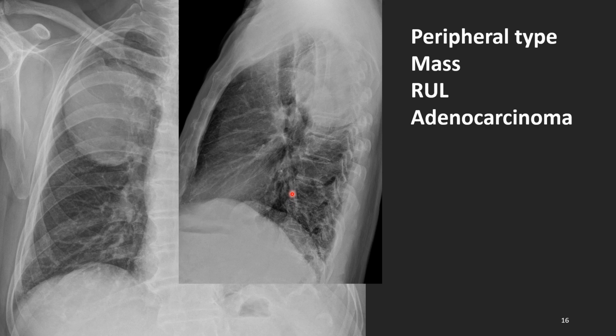Let's look at the mass on the lateral film. Where is it? As you know, this is the minor fissure and major fissure. So this is the upper lobe and the mass is here, mainly in the apical and posterior segment. Yes, a huge mass in the right upper lobe proven as adenocarcinoma.